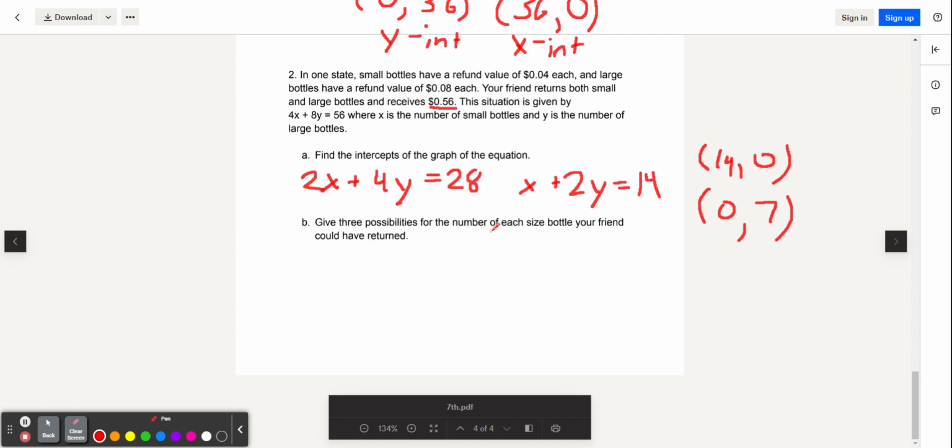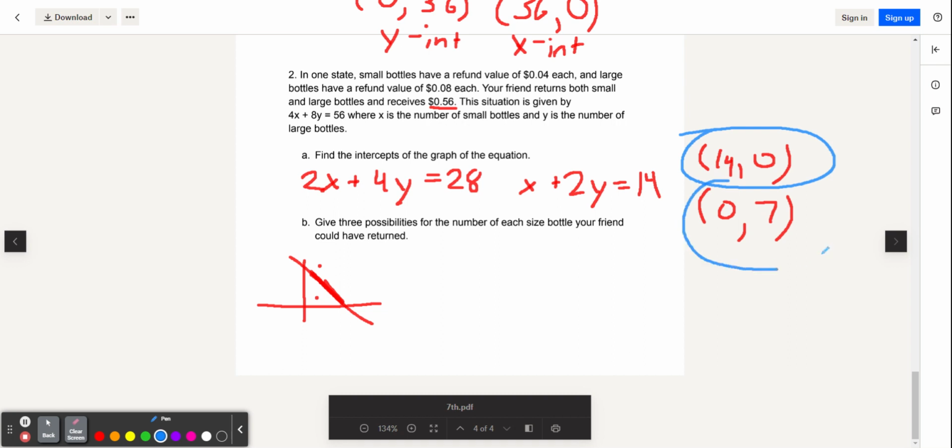Give 3 possibilities for the number of each size bottle your friend could have returned. Now, this question is asking us, we just need to pick a point on this line somewhere. On the line, not below it or above it. On the line. We already have 2 possibilities. The 2 intercepts are on the line, of course. They're right here and right here. So we have 1, 2, and all we need is a third possibility.